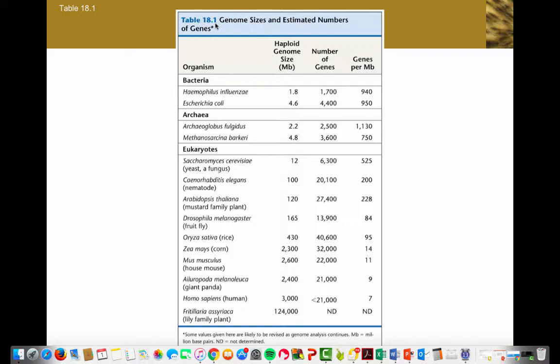And then if you look here, this is a mustard plant, Arabidopsis, and it has 27,400 genes. Its genome is 120 million base pairs, so here we have 228 genes per million base pairs. So more of their DNA actually codes for proteins, whereas with us there's a lot that's still unknown.